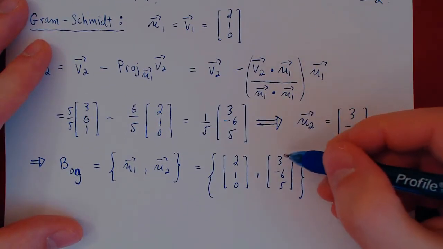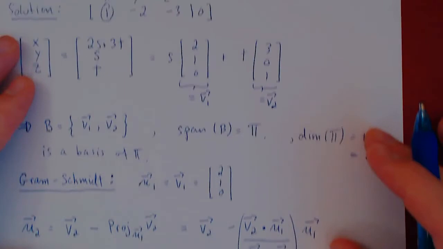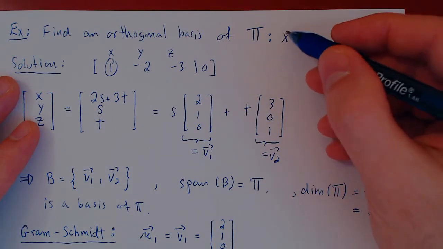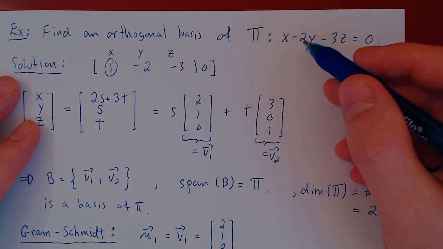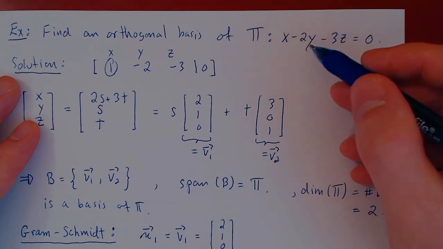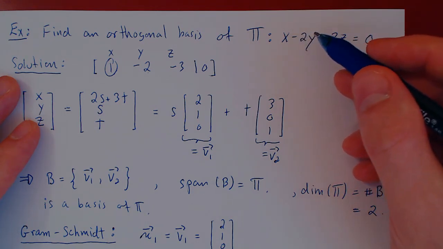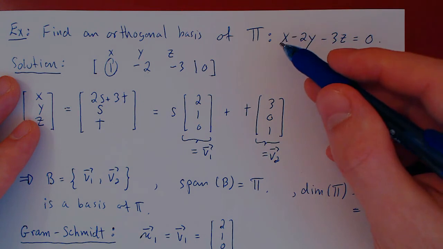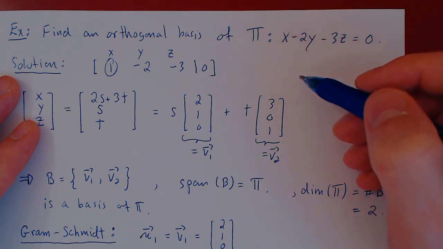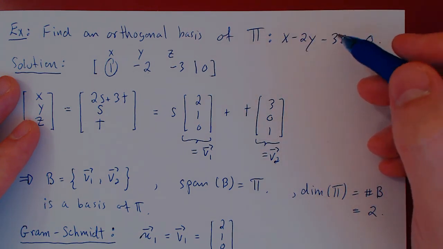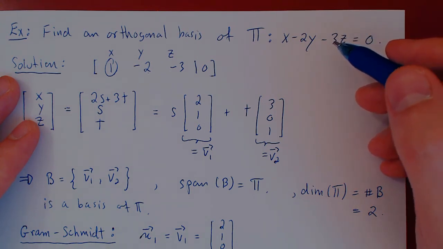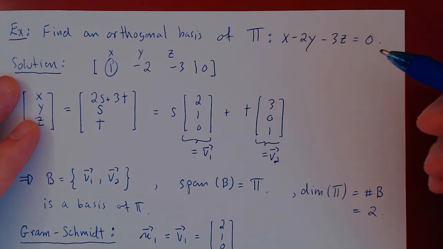The other vector should be 3, negative 6, 5. Let's plug it in. So 3, negative 2 times negative 6 is plus 12. 3 plus 12 is 15. Minus 3 times 5, minus 15, and that is equal to 0.